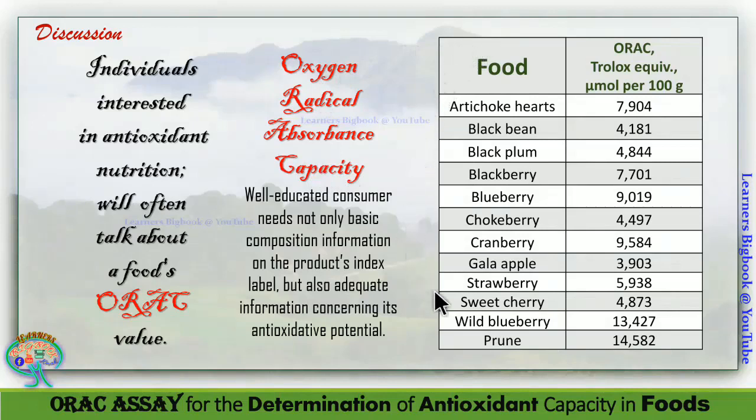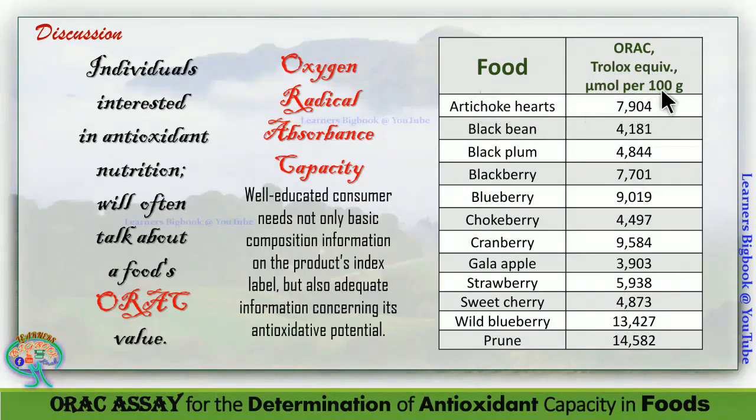Now, usually you have come across tables like this on the internet or in your books, library books or your own study books, where you have an ORAC value for each and every food, especially fruits, nuts and many other foods. Here it is equivalent to some standard antioxidant like vitamin C, E or Trolox, equivalent in micromoles. Here in this table you have artichoke hearts.